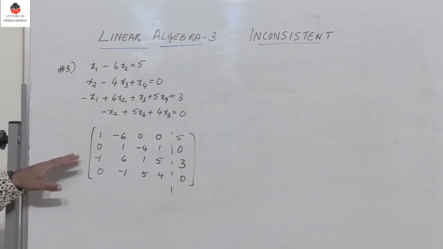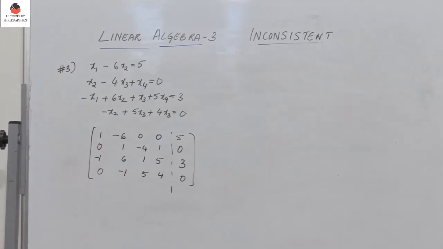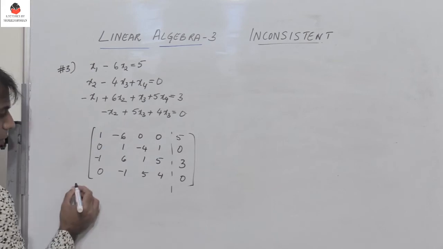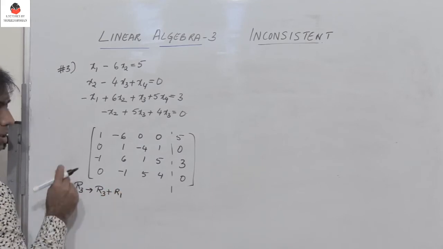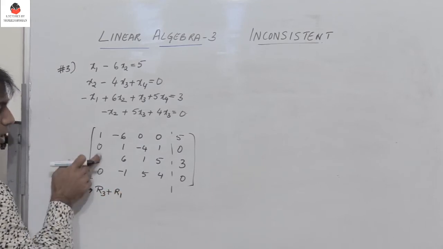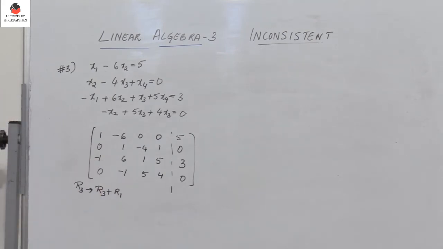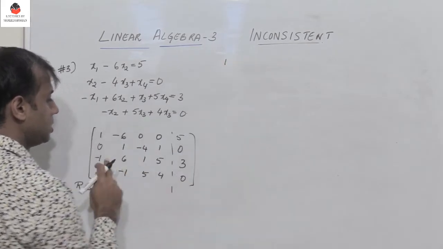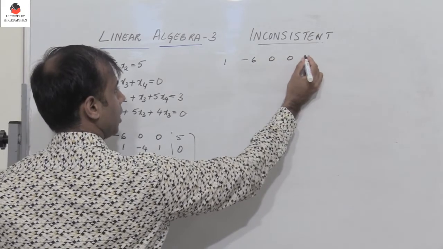Now first we need to convert this matrix into echelon or reduced echelon form. For that, this element has to be made equal to 0. So perform the row operation R3 equals R3 plus R1. Since I have a 1 here and minus 1, if I just add these two, this element becomes equal to 0. So when we perform this operation, the first row remains unchanged, 1, minus 6, 0, 0, 5.